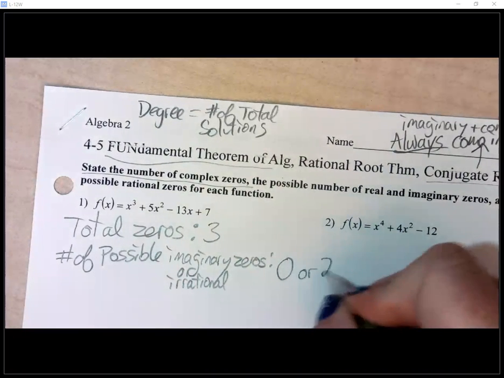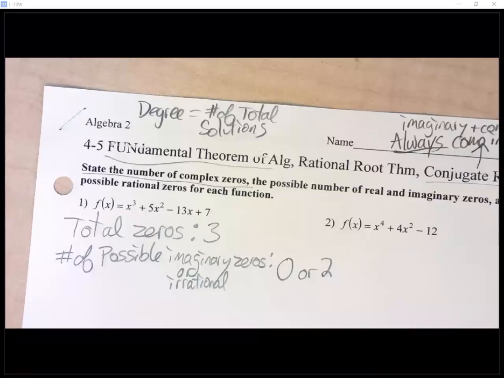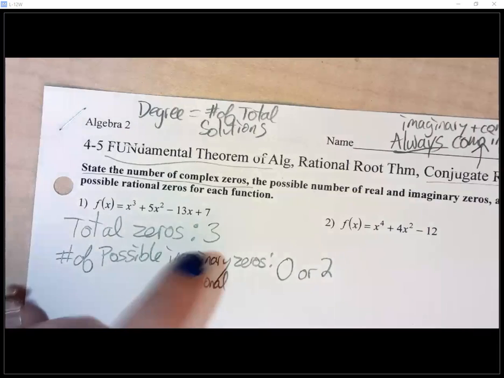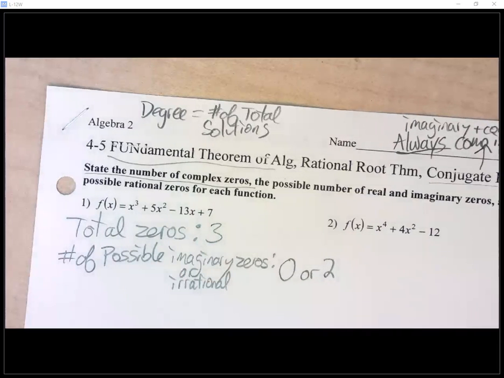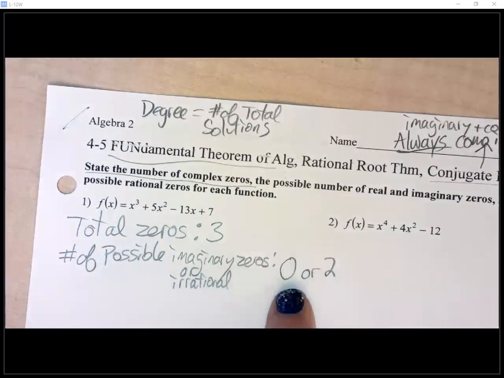Could I have three? No, because they always come in pairs. So could I have four? No, because I only have three total. Oh, yeah. Right? There's only three total. So if I'm going to have any imaginary or irrational solutions, I'm either going to have none of them or I'm going to have two of them. Those are the only options because they always come in pairs.